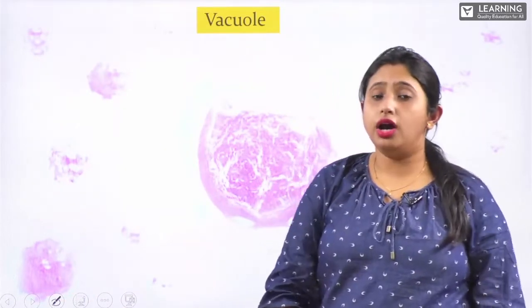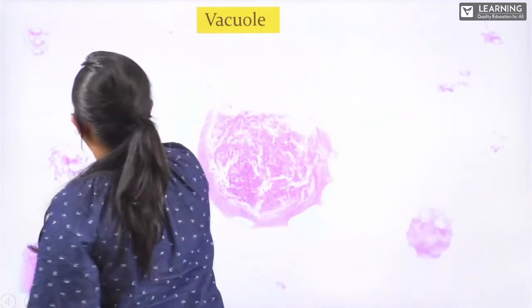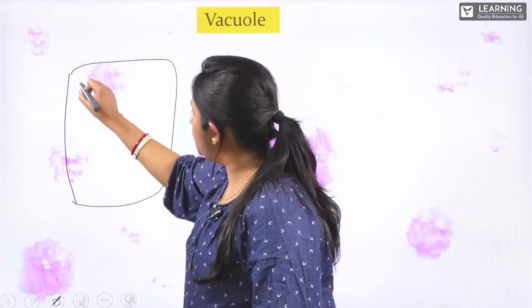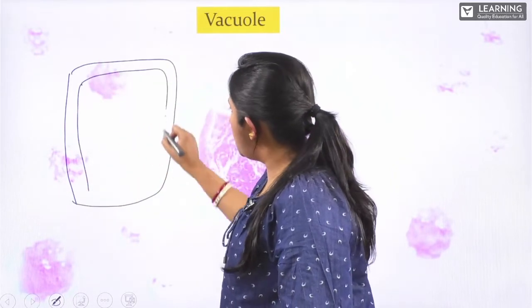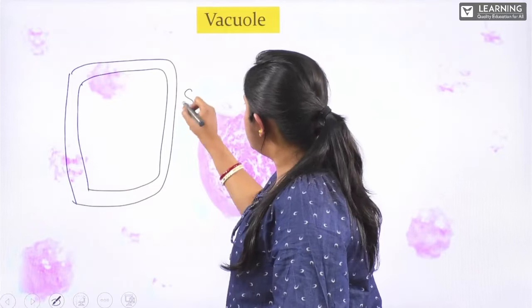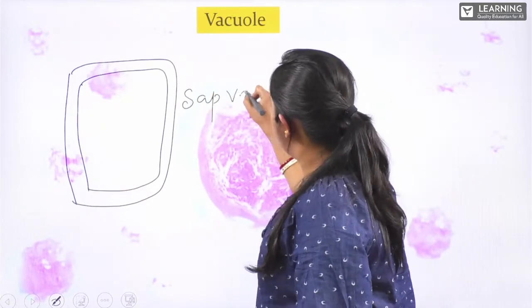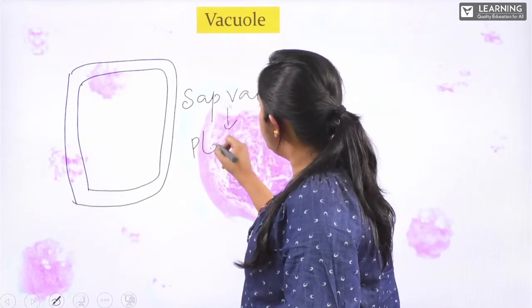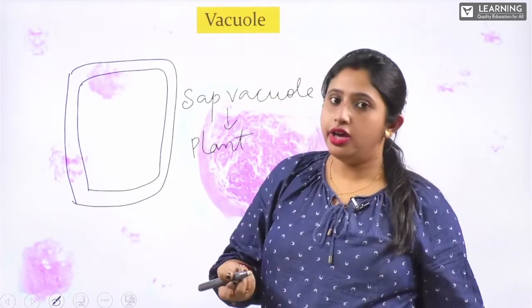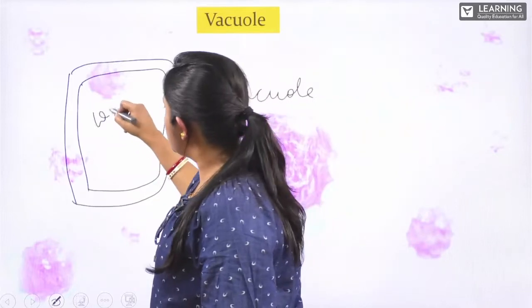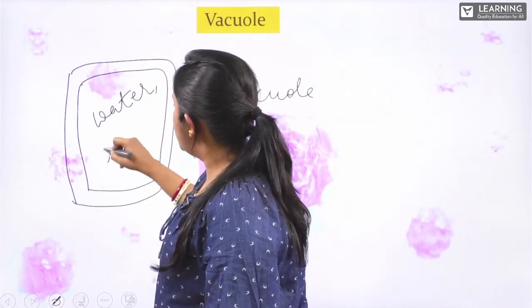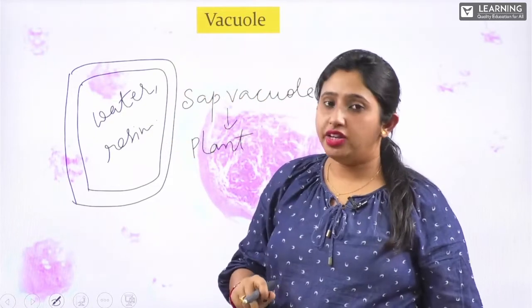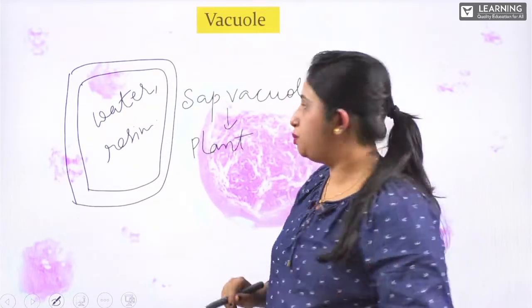Now, let's say in case of a plant, this is the sap vacuole. You will find this vacuole in case of the plant. The sap vacuole consists of water, it consists of resin, it consists of various materials which are not useful to the plant.